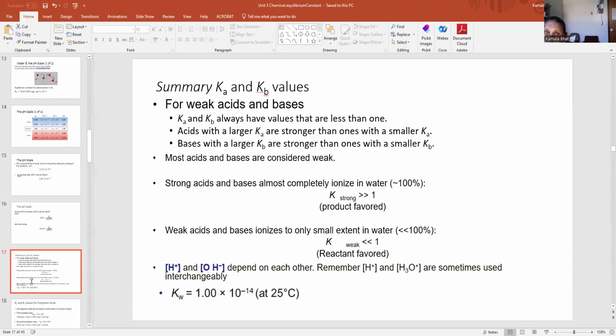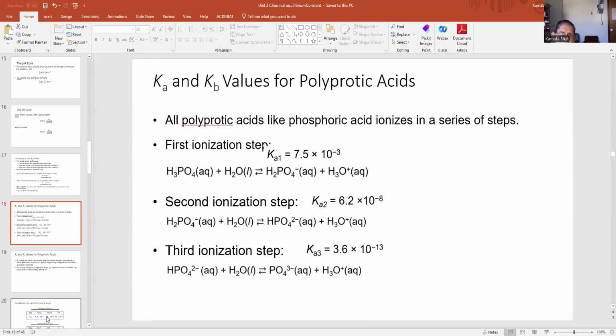Strong acids and strong bases almost completely ionize in water, giving rise to a product-favored reaction. Weak acids and weak bases ionize to a smaller extent, indicating that the molecular species is present in a larger amount, and therefore it is reactant favored. The concentrations of H and OH depend upon each other, and they can be interchanged and used. And so Kw, the auto-ionization constant of water, is 10 raised to minus 14 at 25 degrees Celsius.